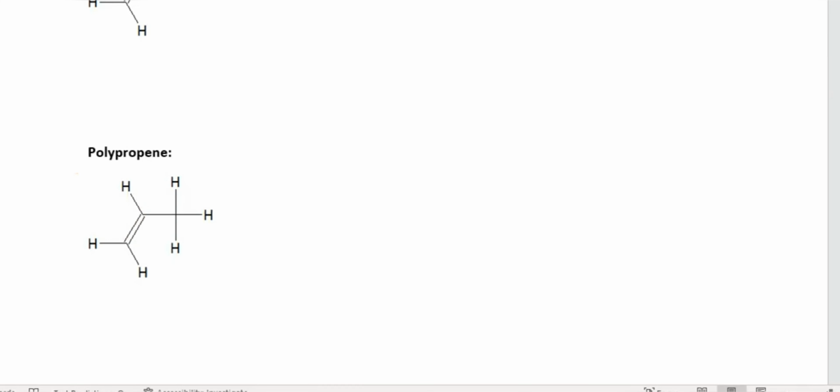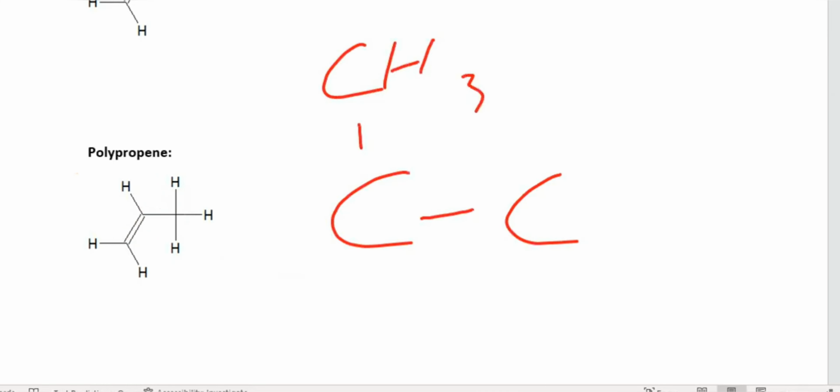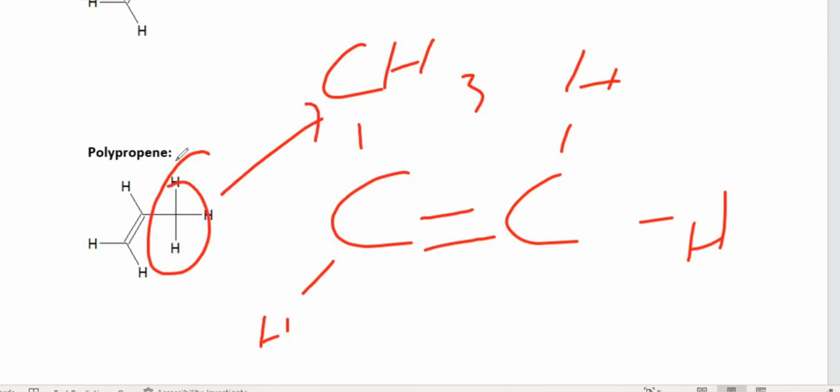Then now this is your polypropene. This right here, this section, this is a carbon. Okay, and this would look like this. I just want you to see clearly. It may look strange, but that's what it looks like. And this is a double bond, of course. And this right here, this is this. Okay, so that's your propene.